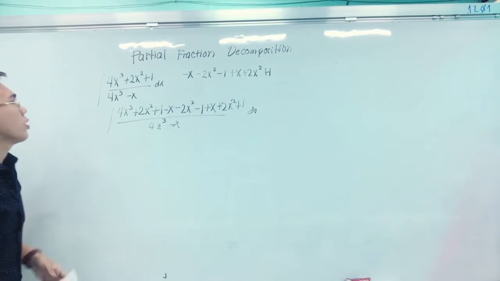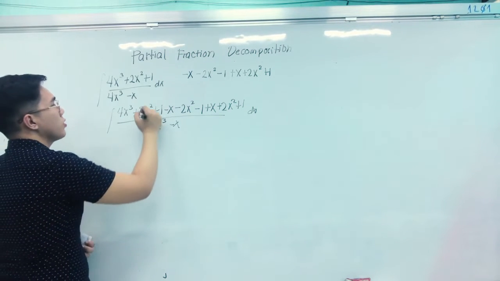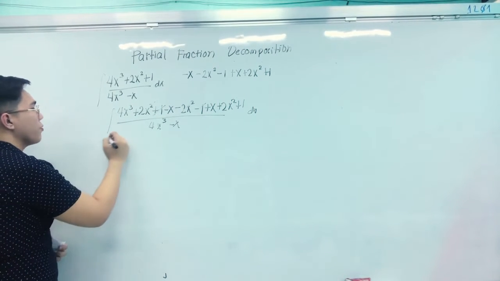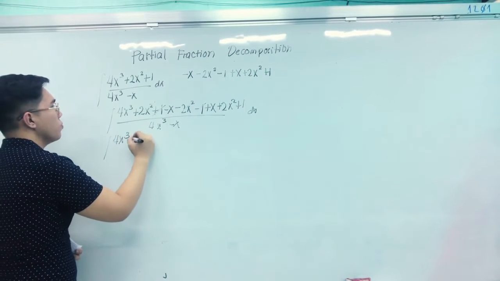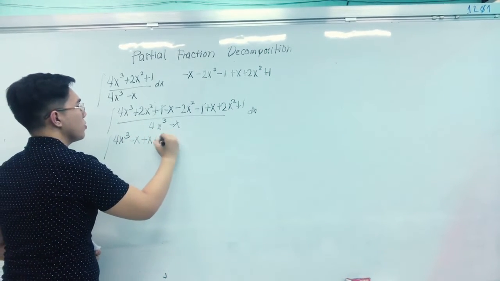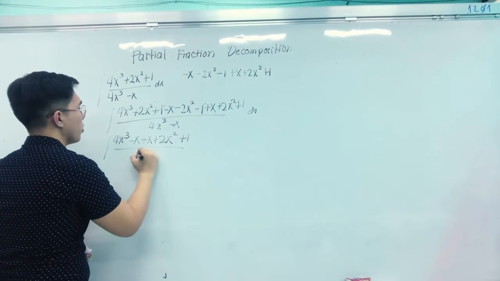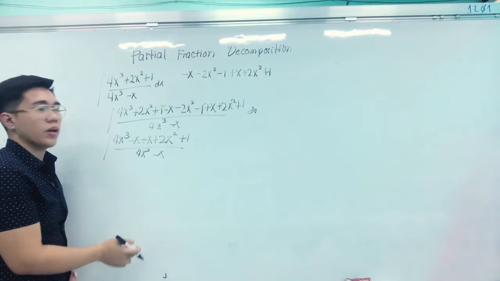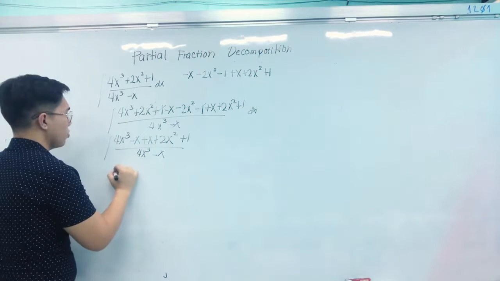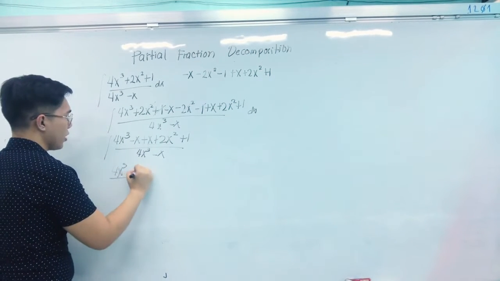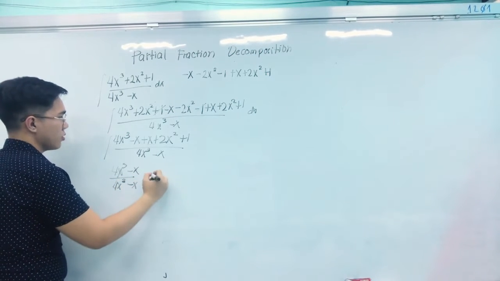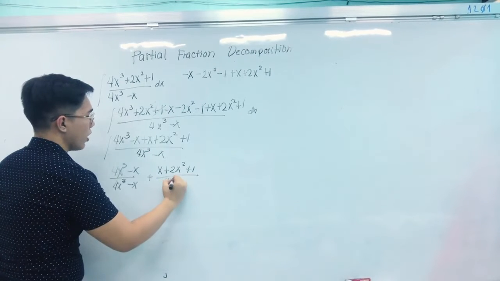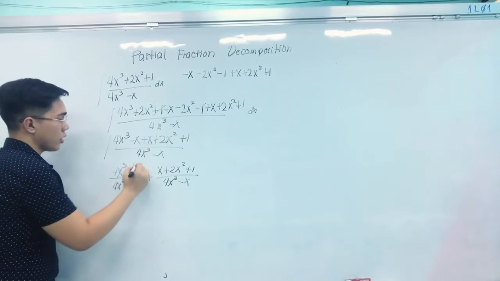Now looking at our new equation, as you can see, we can cancel out in our equation 2x squared, positive 1 and negative 1. Then simplifying, integral of 4x cubed minus x plus x plus 2x squared plus 1 over 4x cubed minus x. You can see that we can cancel out 4x cubed minus x, and our denominator 4x cubed minus x. So we divide it into two parts. So 4x cubed minus x over 4x cubed minus x plus this part, x plus 2x squared plus 1 over 4x cubed minus x. So this part will just cancel out to 1.